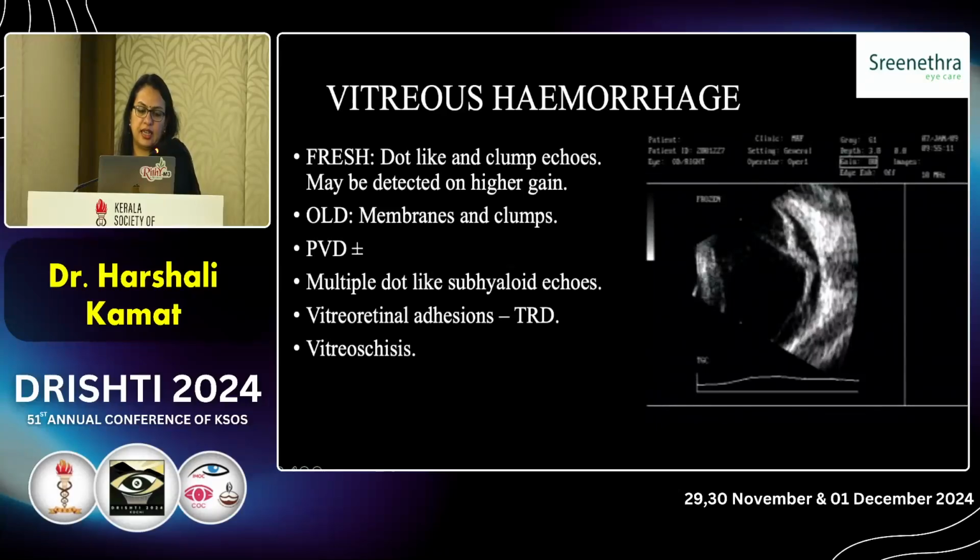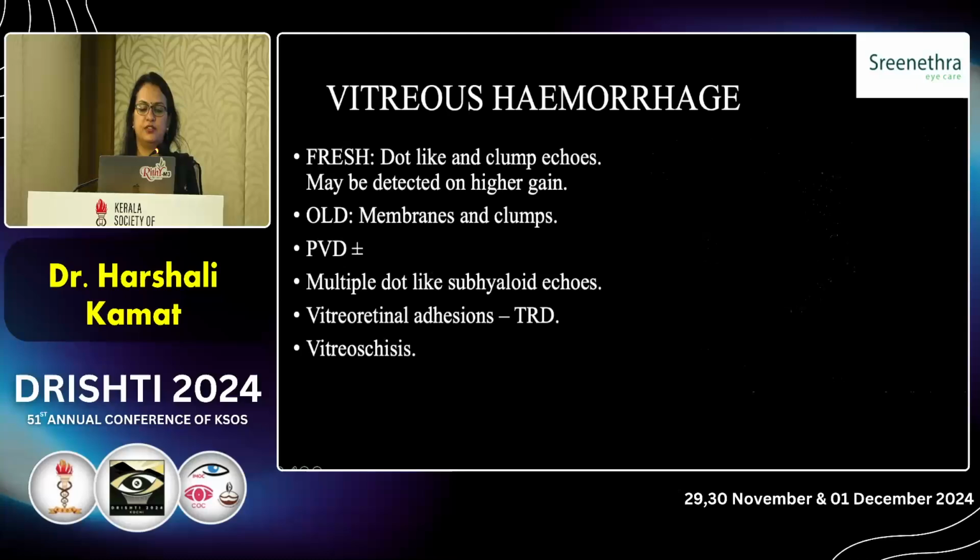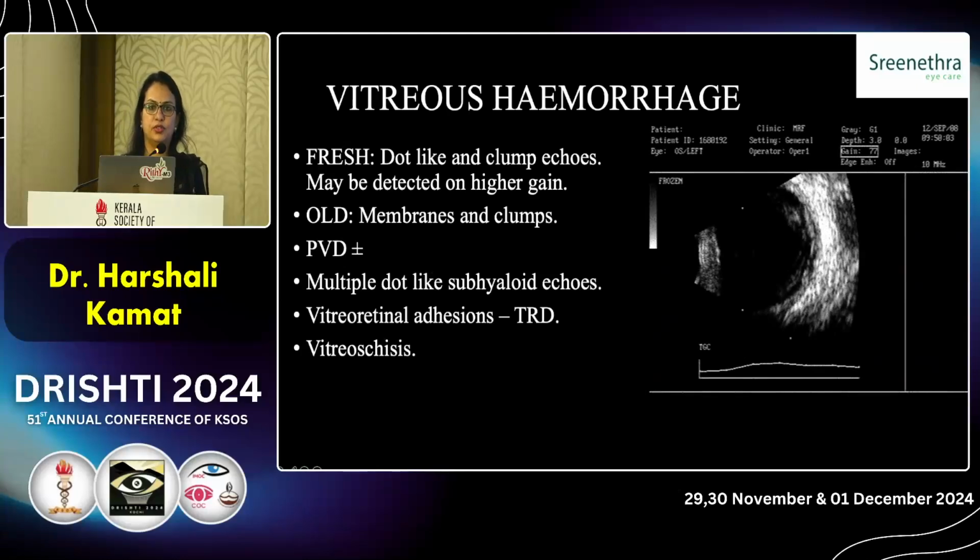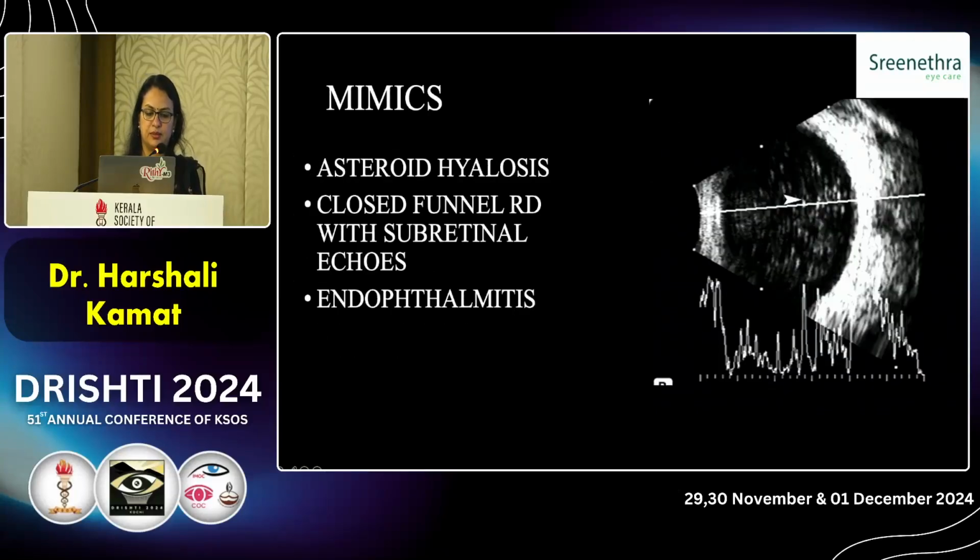You may have vitreoretinal adhesions, and that can give rise to tractional detachment. Sometimes you may see splitting of the vitreous, which we call vitreoschisis, and it's important for the retinal surgeons because then they have to look out for the second membranes during the vitrectomy.